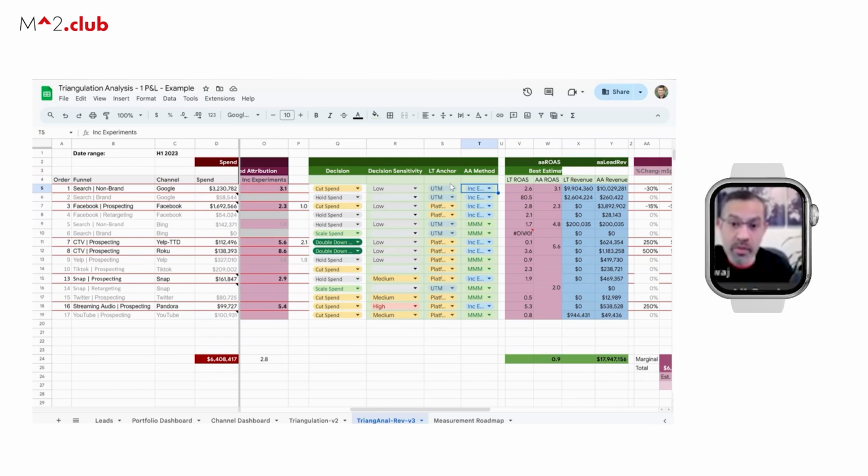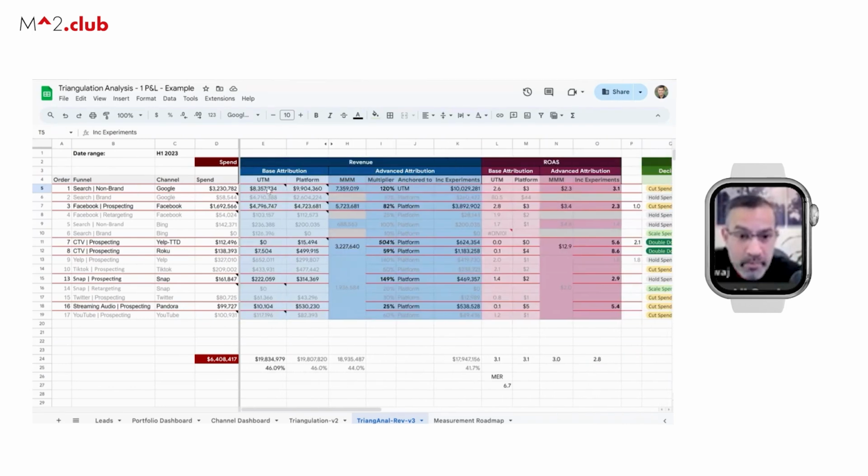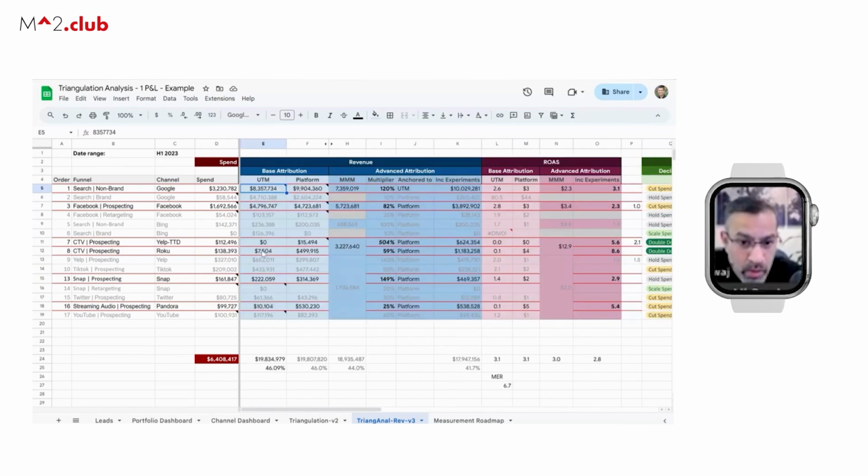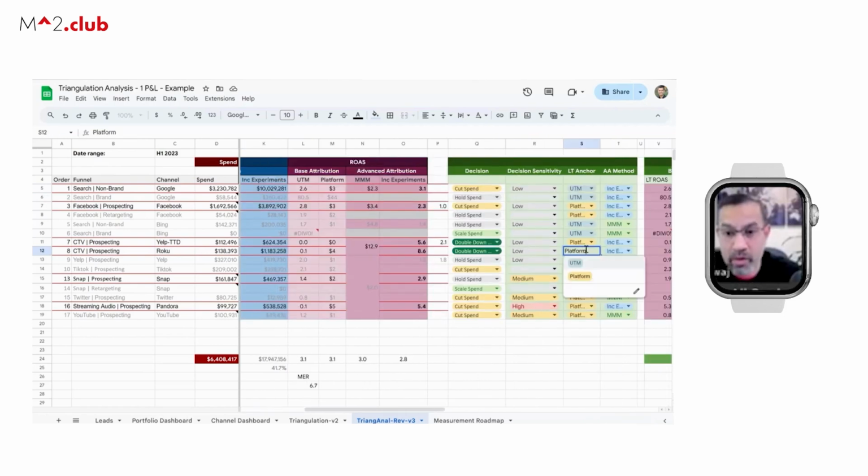You want to see which one fits. For example, you can say that here, UTM is pretty strong. Okay, you always used UTM data for search. Absolutely, you can use last click data from UTM as your anchor. Whereas for Roku, look at this, for example. It makes no sense for you to use UTM parameters. You probably have to use platform attribution because there's a lot more signal in the platform attribution than in the UTM attribution.